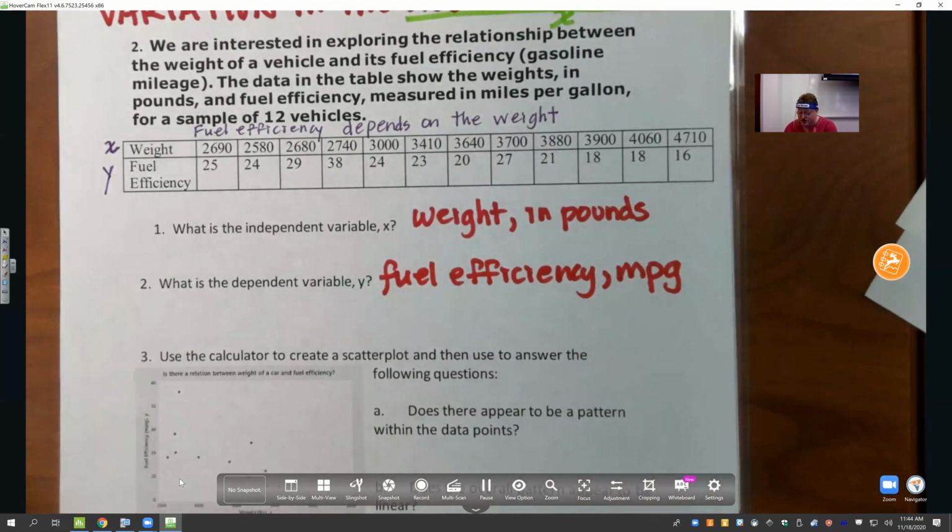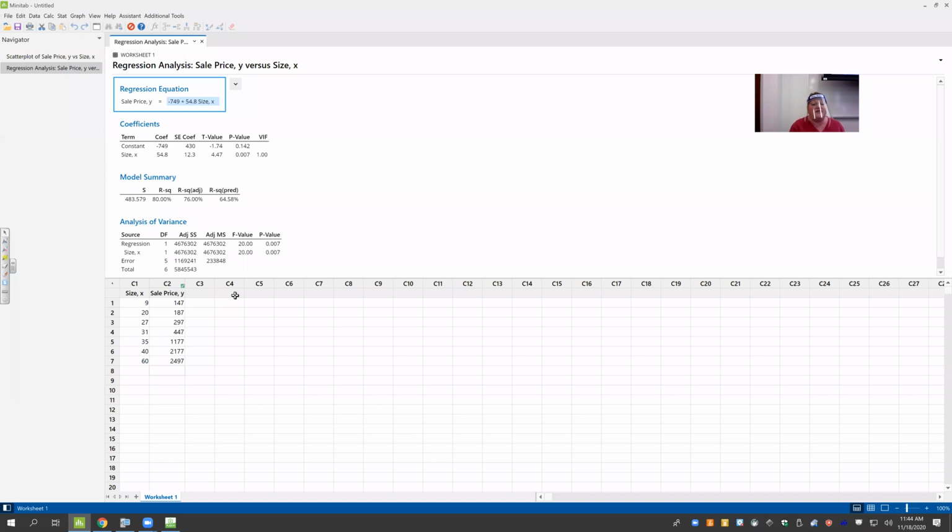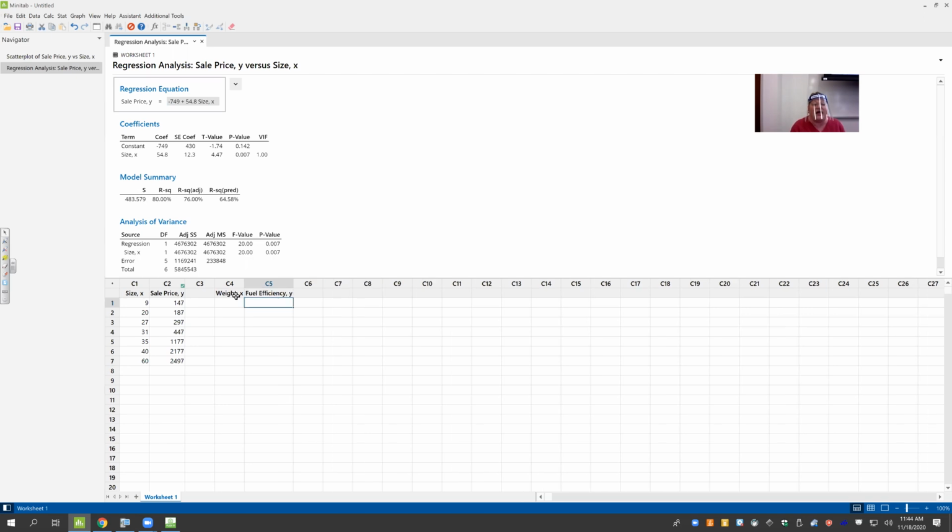Now again, for your test, I know that the graph is there, okay? But should you need to create it, this time I may, instead of using column 1 and column 2, use column 4 and column 5. And I'm going to have weight, and I'm going to identify that as my X. And I'm going to have my fuel efficiency, and that's my Y. I like to label them from the beginning. It just makes it easier for me down the road.